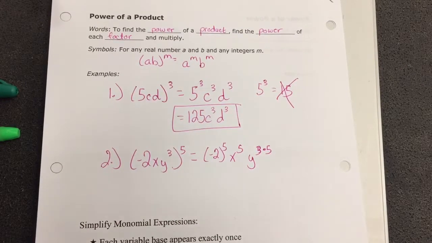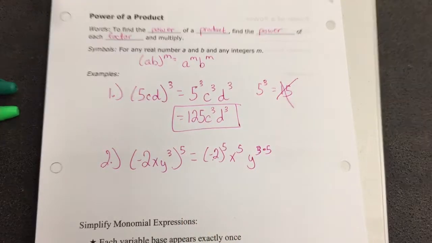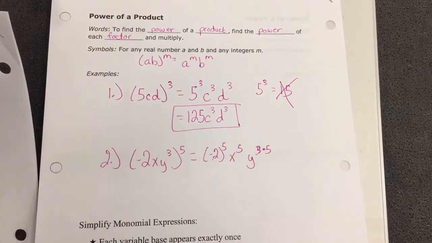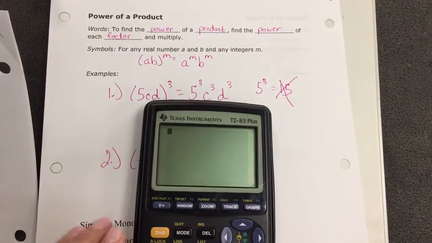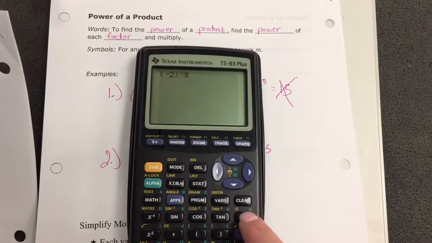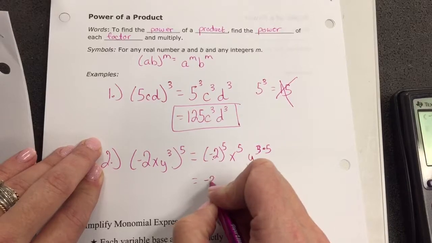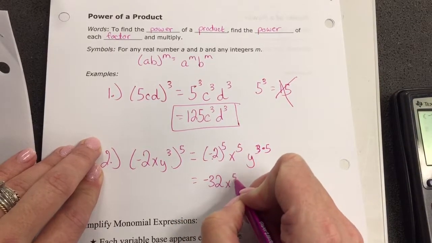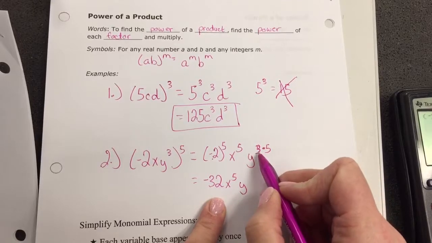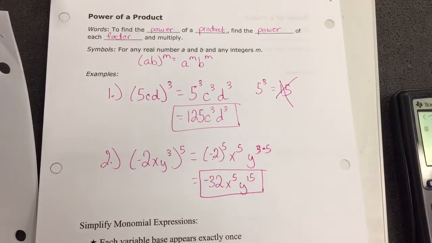All right? So now let's simplify that. So we have negative 2. Now when you put it in your calculator, you have to make sure you leave the negative sign inside the parentheses. So it'd be open parentheses, negative 2, close parentheses. You'd hit this caret sign right here underneath the clear sign, to the 5th. You'd hit enter. So we'd get negative 32. I can't do anything with x to the 5th. And then I have y. Now 3 times 5 is 15. And I'm done. That is my answer.